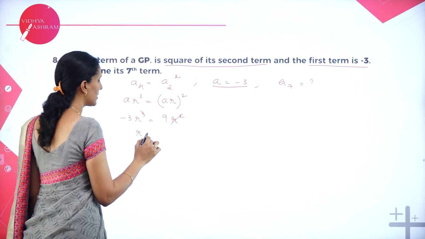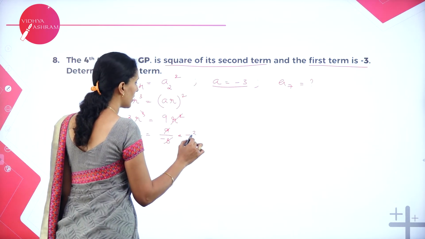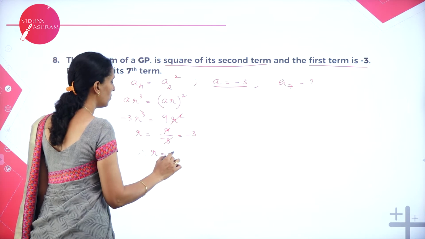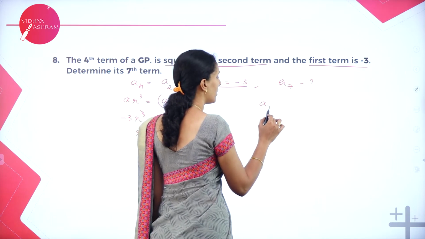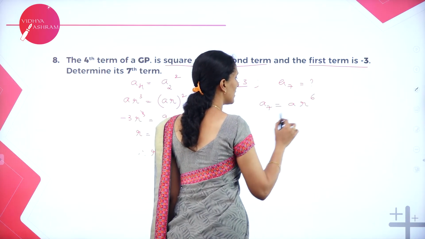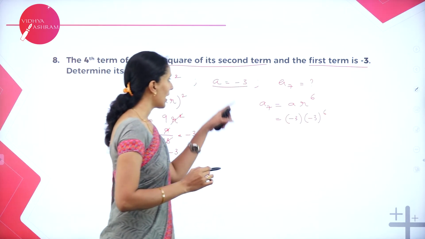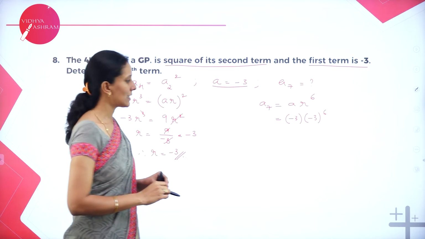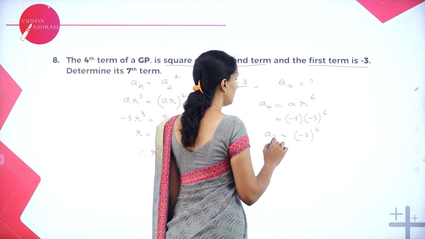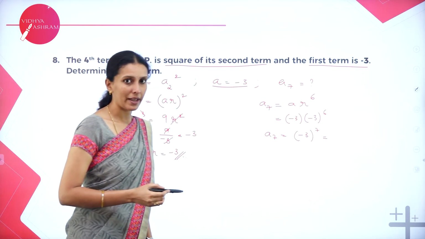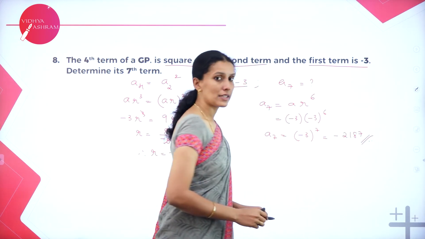So we get r is equal to 9 divided by minus 3, or we can write this as minus 3. So therefore r is equal to minus 3 now. Now we need to calculate a7. So a7 is equal to a r to the power 6, which is minus 3 to the power 6, because a is also minus 3, r is also minus 3. So this becomes minus 3 whole to the power 7. So when you multiply minus 3 seven times, you will get the value as minus 2187. So this is the answer.